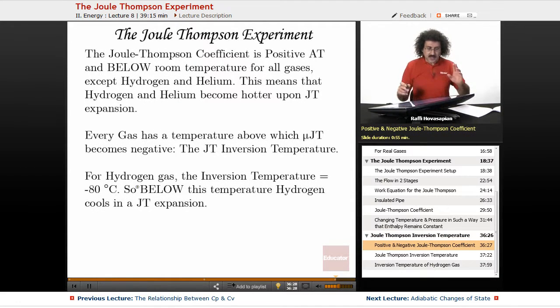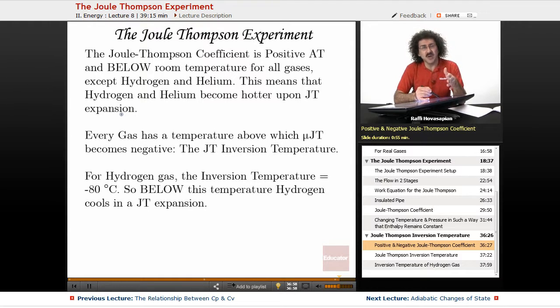Okay. The Joule Thompson coefficient is positive at and below room temperature for all gases, except hydrogen and helium. So hydrogen and helium are the only two gases that have a negative Joule Thompson coefficient. This means that hydrogen and helium become hotter upon Joule Thompson expansion. All the other gases that pass through that pipe, upon a Joule Thompson expansion, the gas will cool.